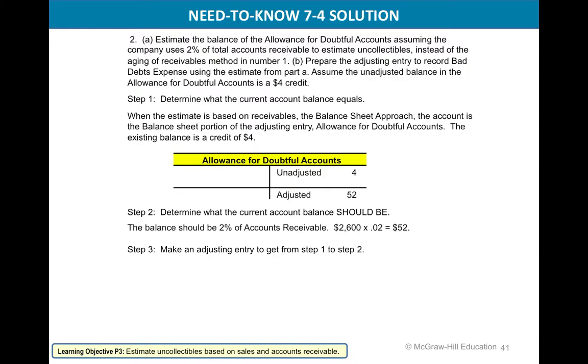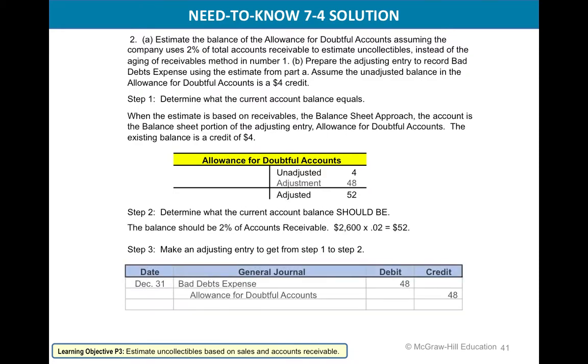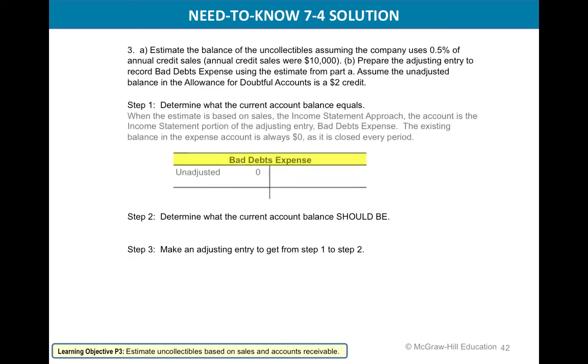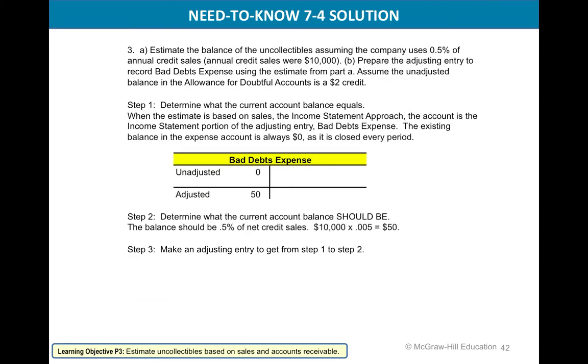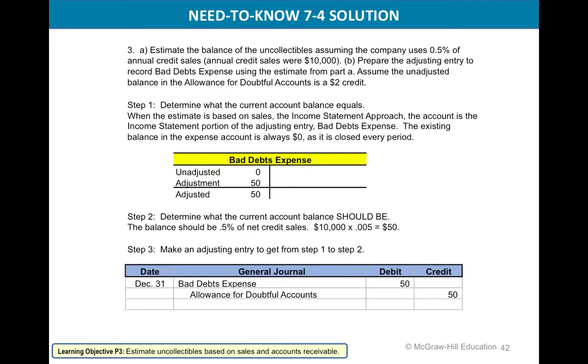Now, it's a credit balance, it should be $52. So again, now, credit the difference, bad debt expense, allowance for doubtful accounts. Again, here, debit balance. Remember, you can't have a debit balance. Bad debt expense.